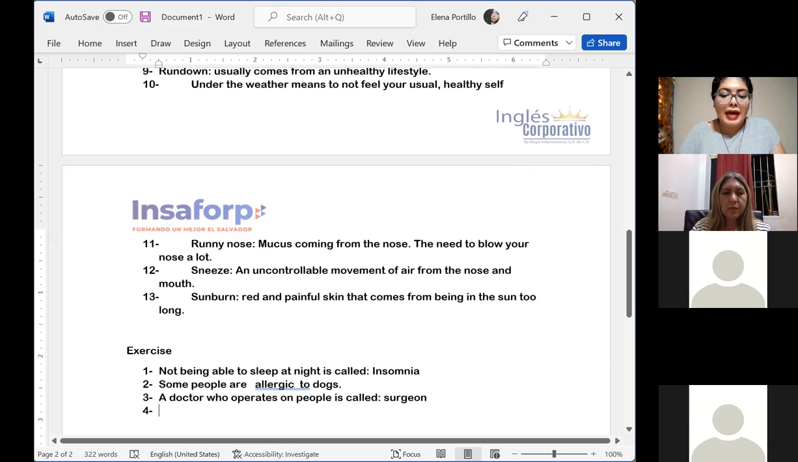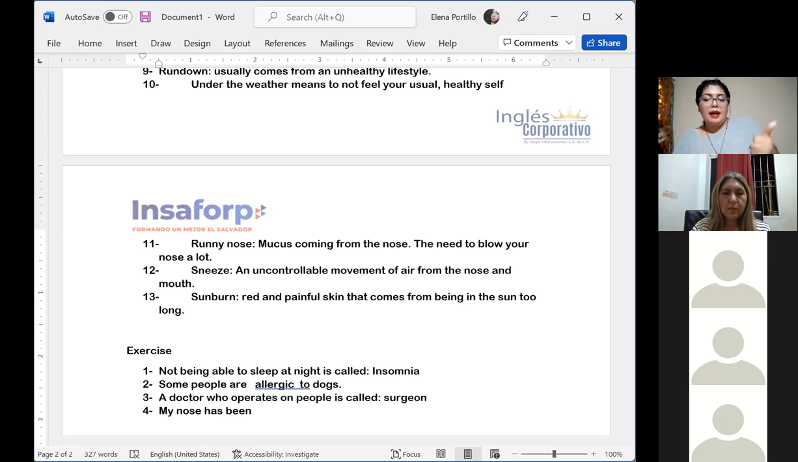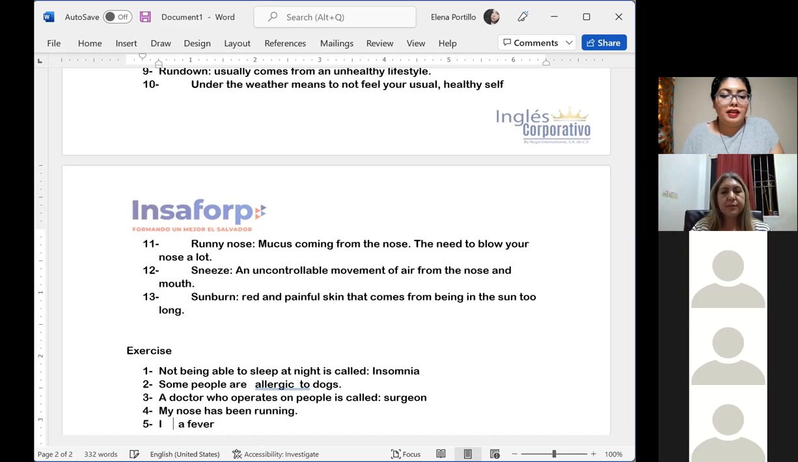Number four. My nose has been running. In this case, we are using run or running. My nose has been running. Good. Then the next one, a fever. In this case, I am or I have? I have. Good.